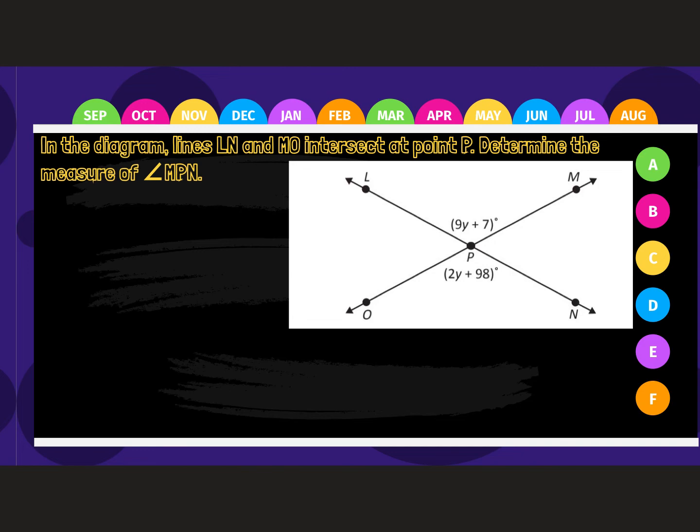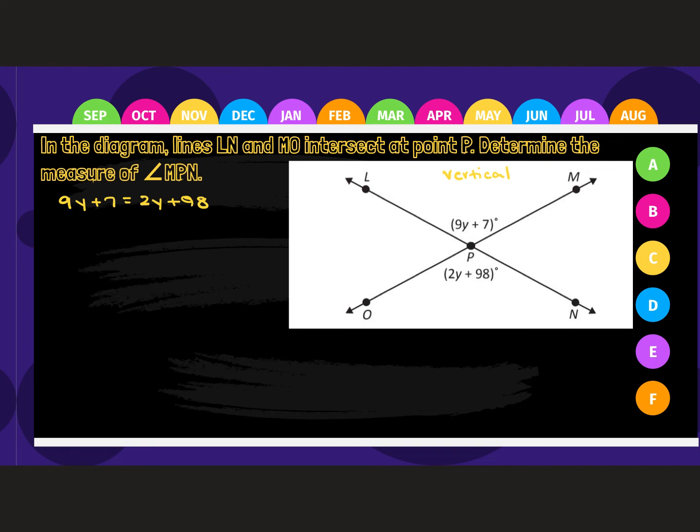All right, so the first thing we're going to look at is the angle relationship. Looking here, I have 9y plus 7 and 2y plus 98. Those expressions are opposite of each other, so these angles are actually vertical angles. And remember, vertical angles are equal to each other. So we have 9y plus 7 is equal to 2y plus 98.